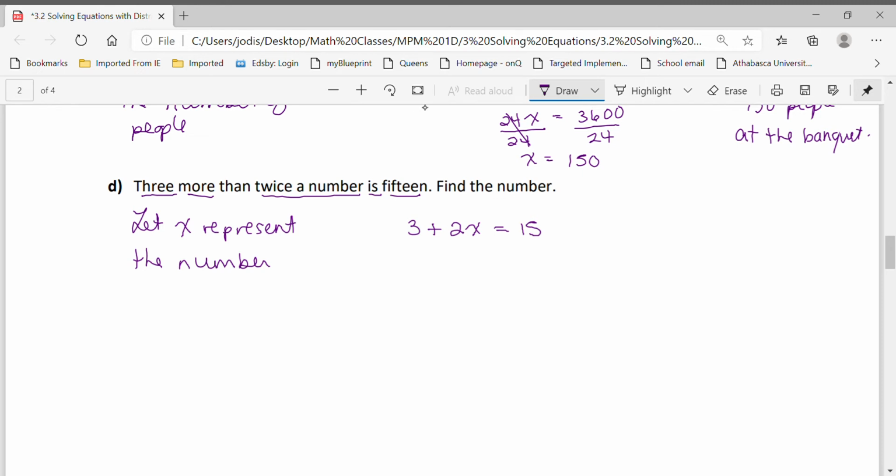So let's solve our equation. Now we want to get rid of that plus 3, so we're going to subtract 3. And we've got 12. And now we want to get rid of our multiplying by dividing. X equals 6. So therefore, the number is 6. And for any of these, you could always go back and check your work by using the left side, right side example that we did before.